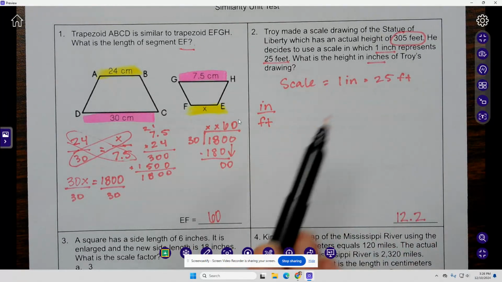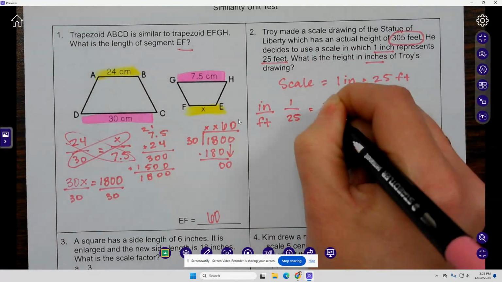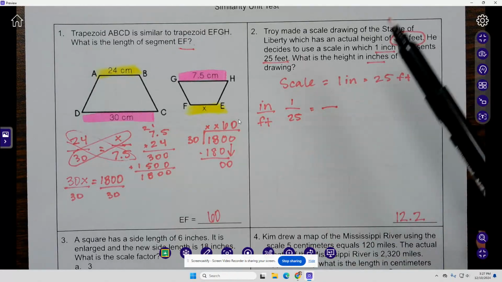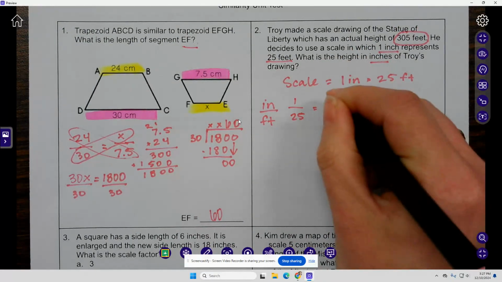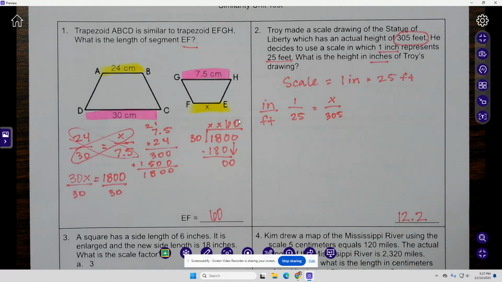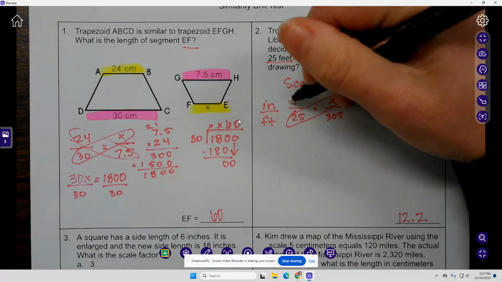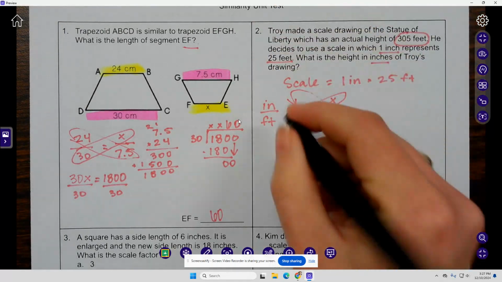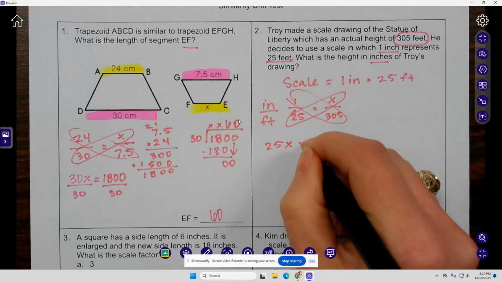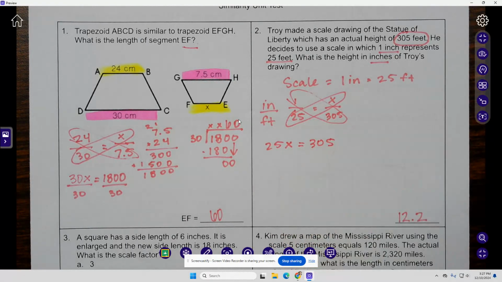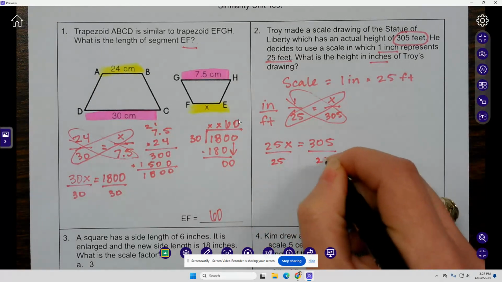My first ratio is going to come from my scale, so that's 1 over 25. My second ratio comes from the other number in my problem, which is 305 feet, so that's going to go on the bottom with feet, and x is going to go as my unknown value. So I'm going to cross multiply. 25 times x can be written as 25x, and 305 times 1 is just 305. So to solve for x, I'm going to divide by 25 on each side.